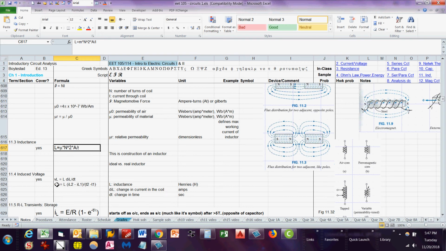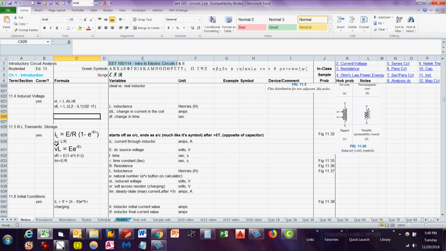and the induced voltage is V sub L equals L times di divided by dt, which is L times one current minus the original current, divided by the time, T2 minus T1. So it's the changing current over the change in time that gives the induced voltage.